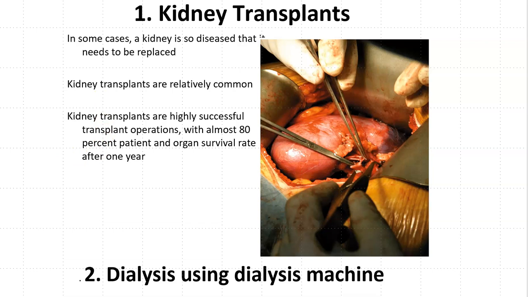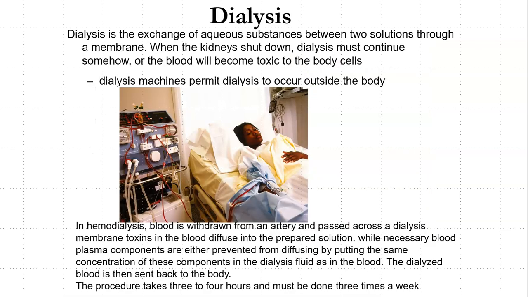The second option is dialysis by using a dialysis machine. Now, in this, a person gets hooked to the dialysis machine and blood is filtered and it is put back into their body. This procedure is really time consuming. It takes 3 to 4 hours and it must be done at least 3 times a week in extreme cases. So this blood is filtered by machine and then it must be sent back into the body.